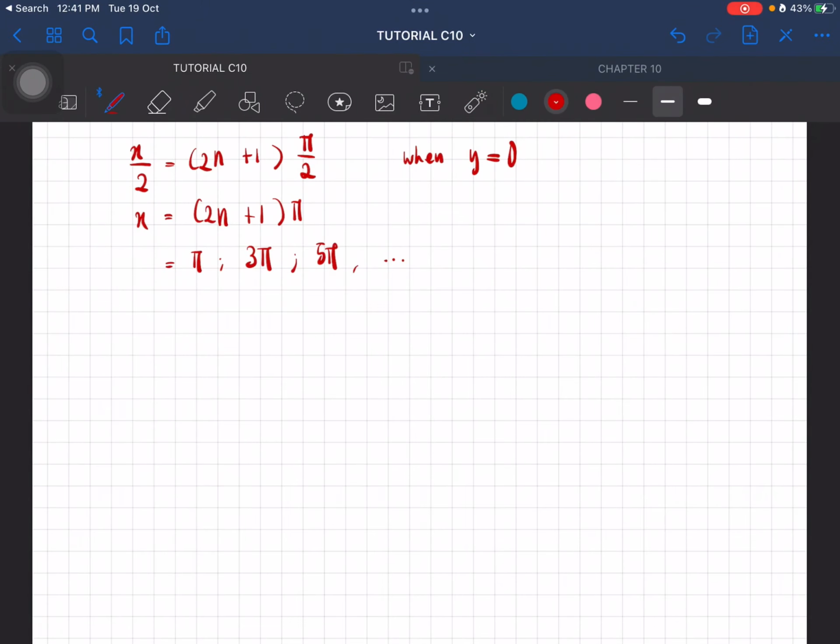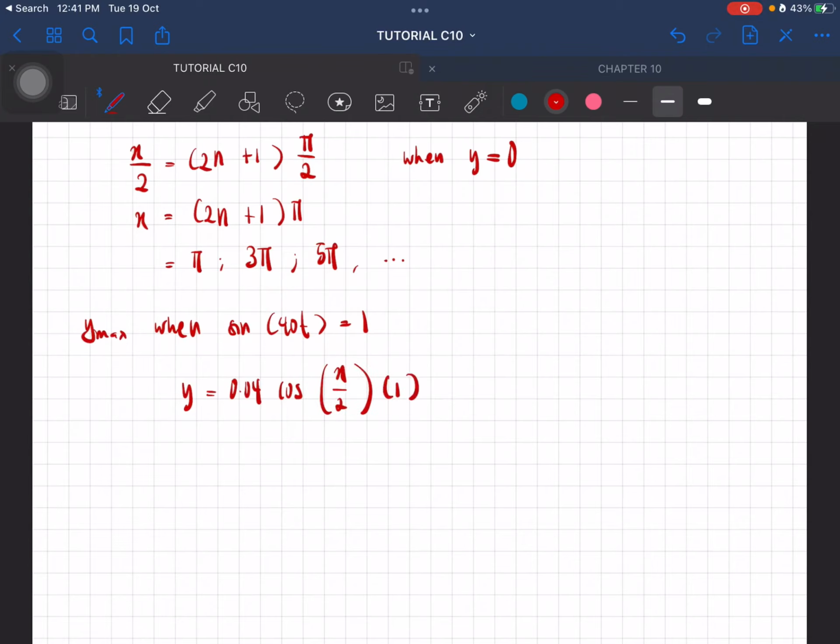Okay? Alright, after that, what do we have to find? The maximum displacement in the string. So maximum displacement occurs when sine 40t is equal to 1. Okay, so it will occur when sine 40t equal to 1. So we can then let y equal to 0.04 cos x over 2. Here, sine 40t becomes 1.